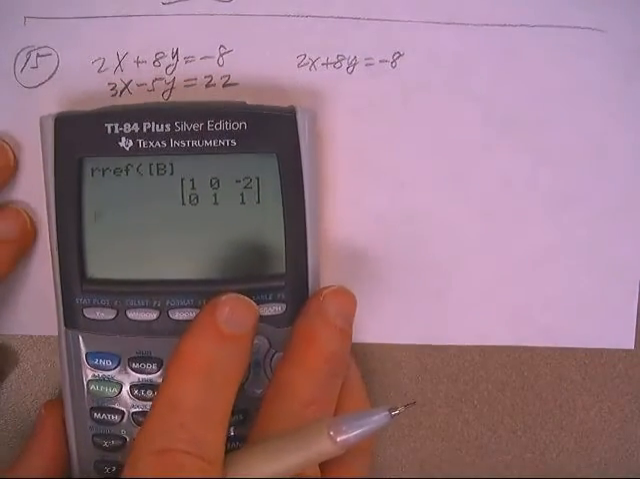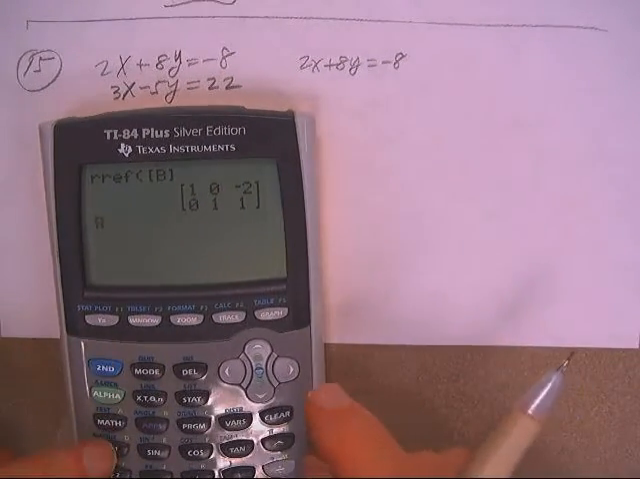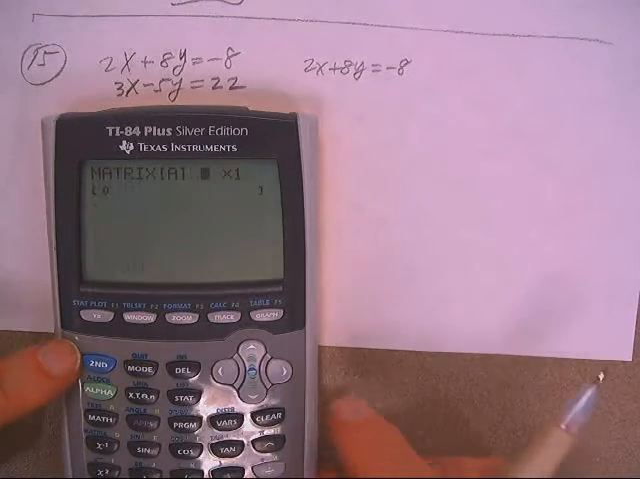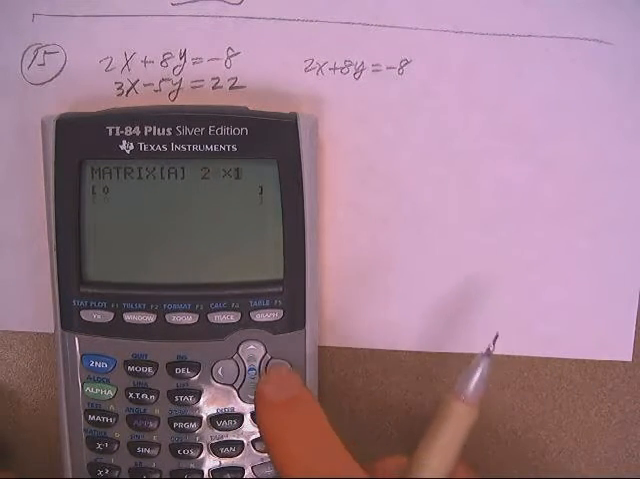Okay, we're going to keep doing this. We're going to find the answer. Let's go into the matrix. Let's start over here to edit. Okay, we want a 2 by 3.